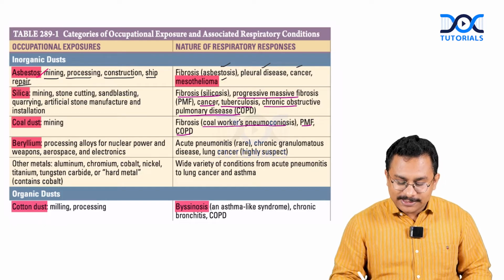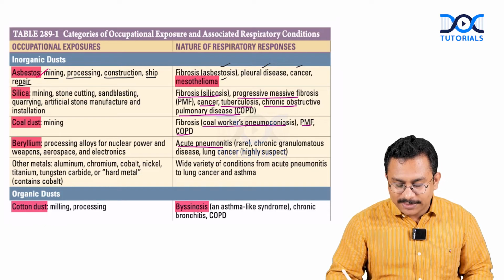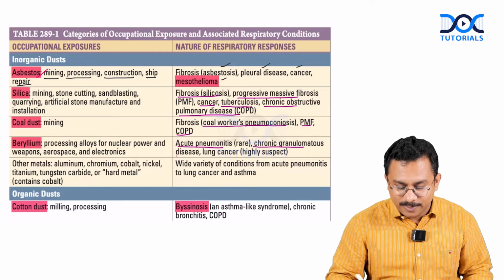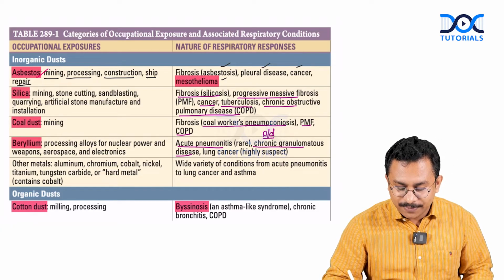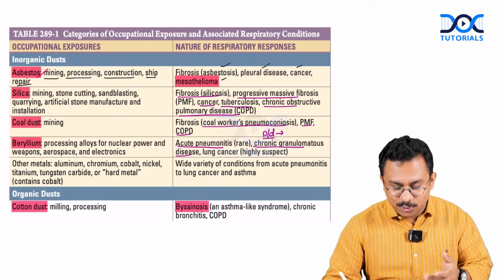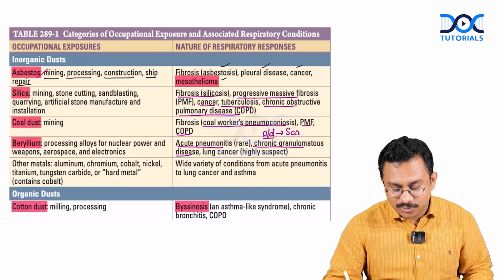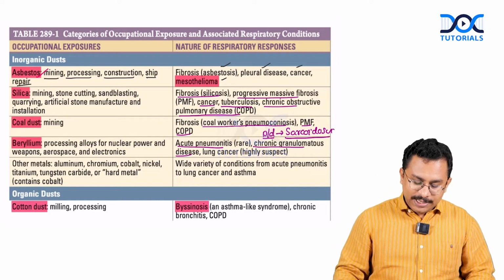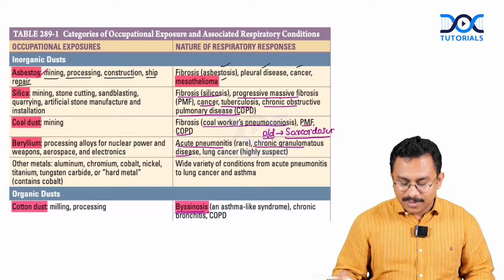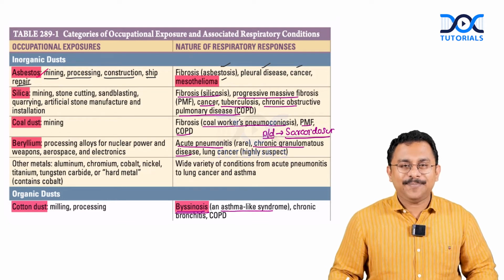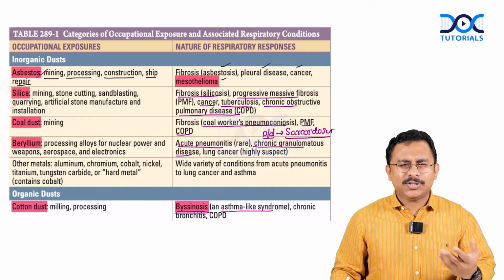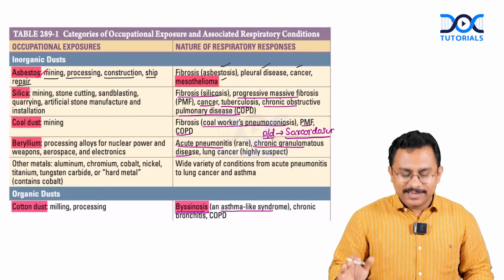Beryllium exposure can result in either an acute pneumonitis or a chronic granulomatous disease. And a very important differential diagnosis of the chronic granulomatous disease due to beryllium is sarcoidosis. So it's an important differential, sarcoidosis. And cotton dust can result in byssinosis, wherein you can have asthmatic episodes or chronic bronchitis, or sometimes even an obstructive lung disease as well.